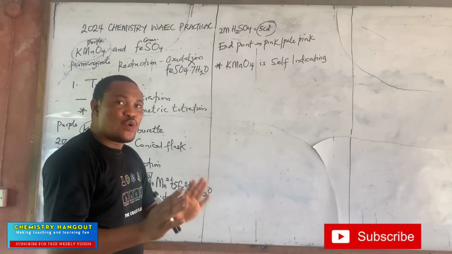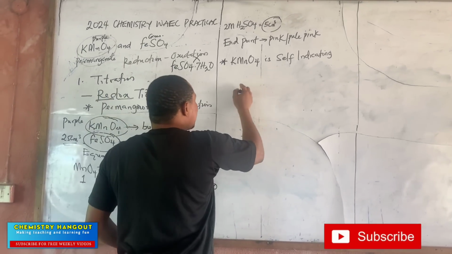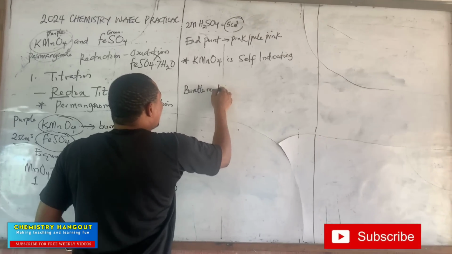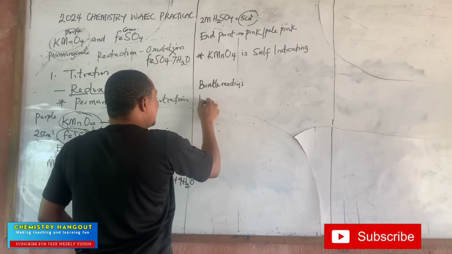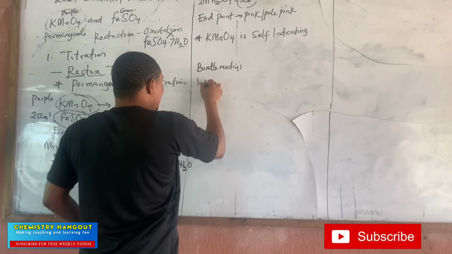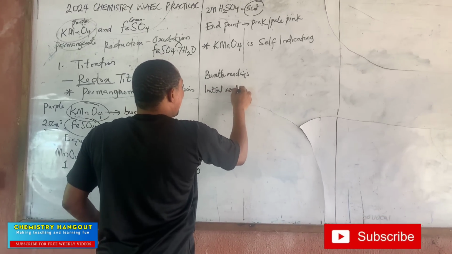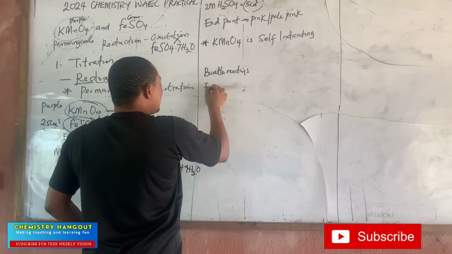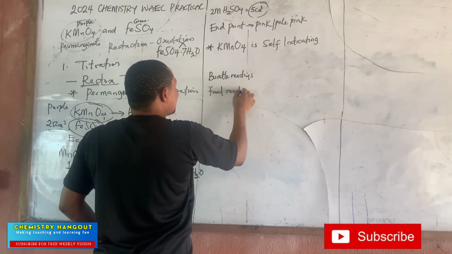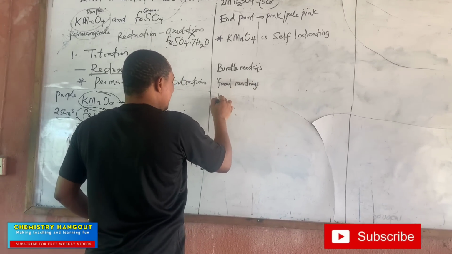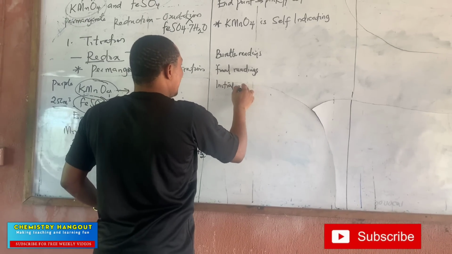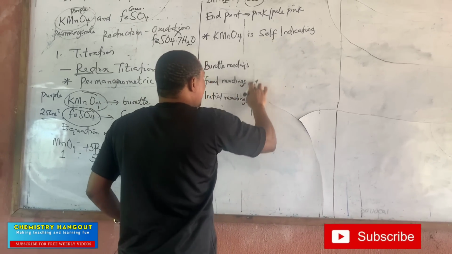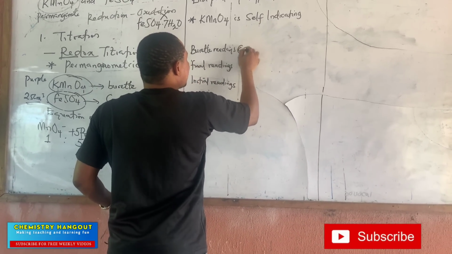Now, how will your table look like? Don't forget that our table will look like this, burette readings. Then we have initial readings. I will explain something here. Final readings, I will explain something here, so I want us to pay attention. Final readings, initial readings. Okay? So from there, very important, our unit is very important in centimeter cube.